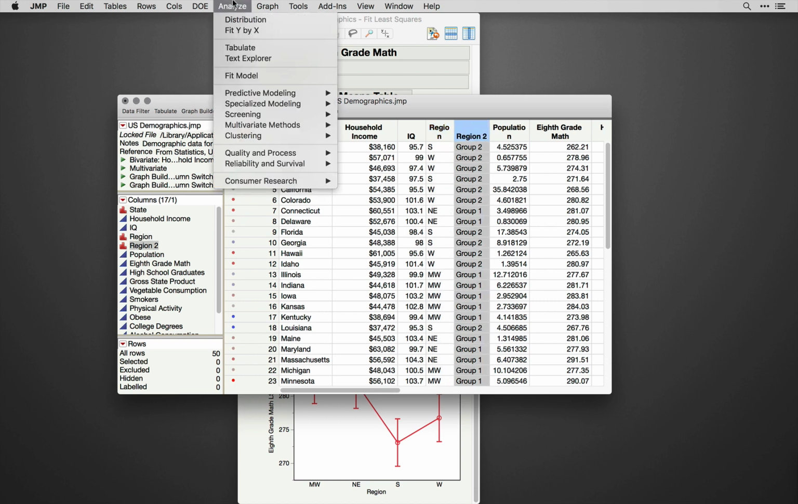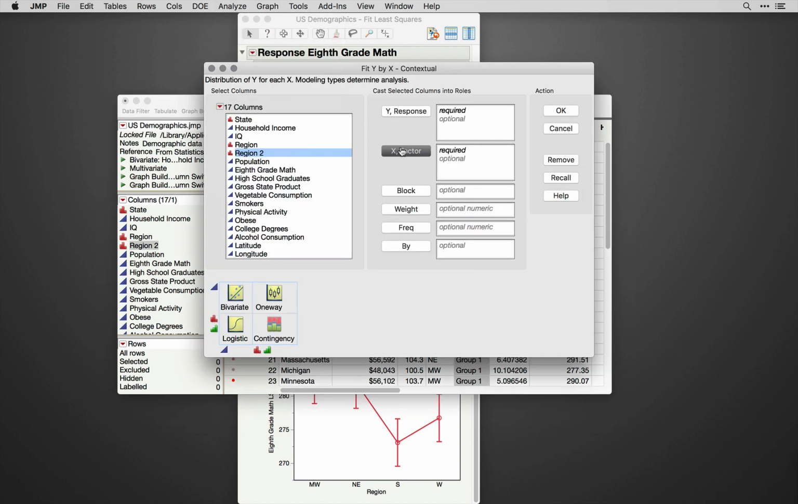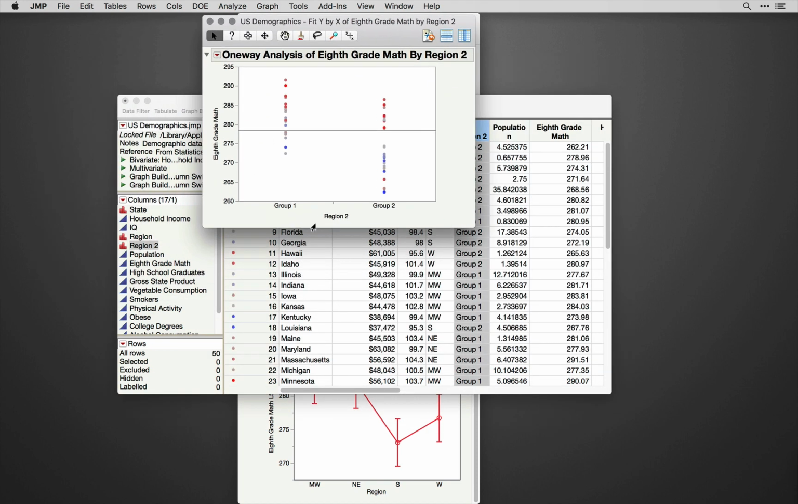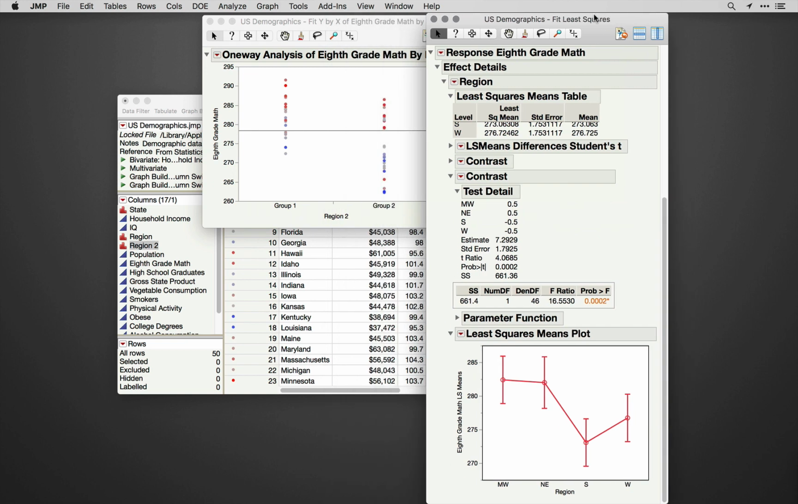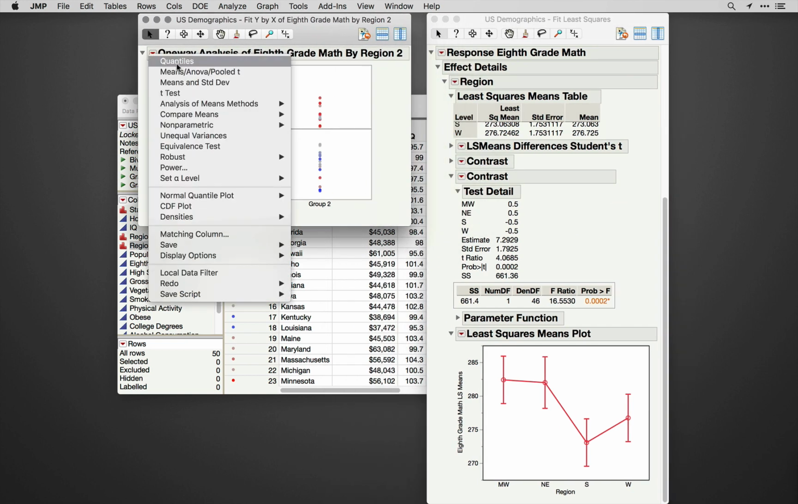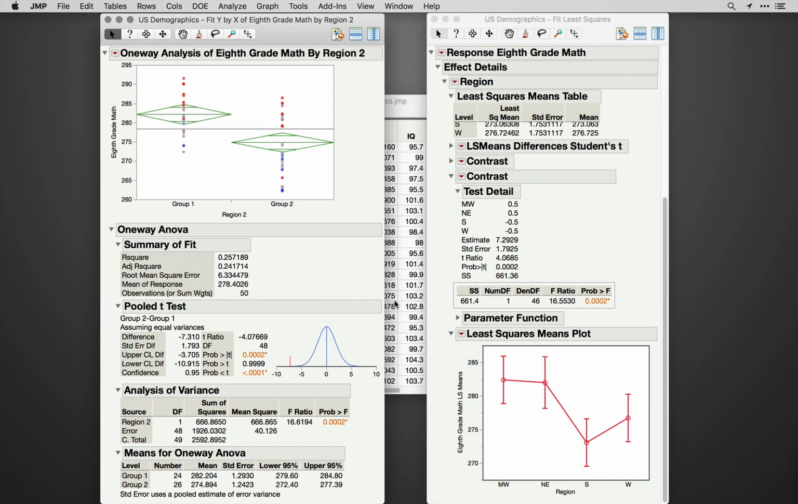And let me just do this as Fit Y by X. Take region 2, comparing 8th grade math. There we go. And just so we get the same F statistic, let's do this as an ANOVA. It's the same as doing a t-test in this case, but let's just do it. Notice we get 16.6194 for the F ratio versus 16.5530. Okay, trivially different. Our p-value ends up being the same numerically, at least to 4 decimal places, but it's not exactly the same. So there is a difference here, and the difference lies in the mean square error.